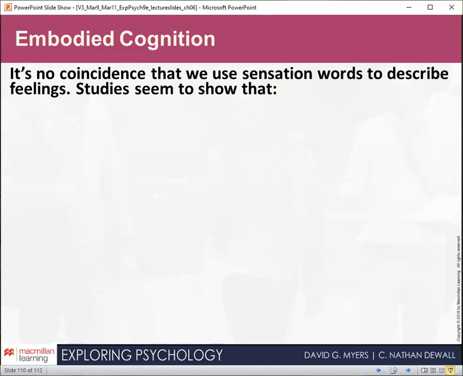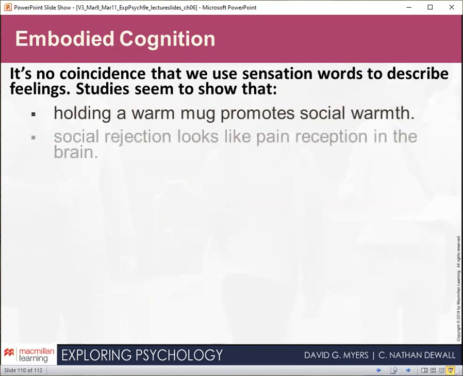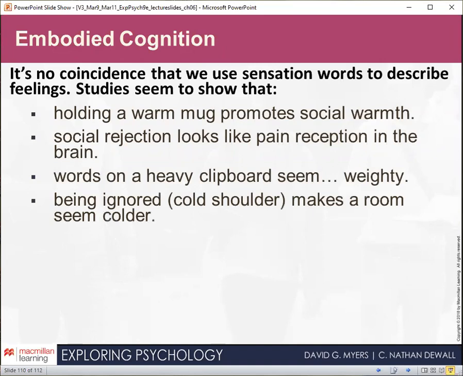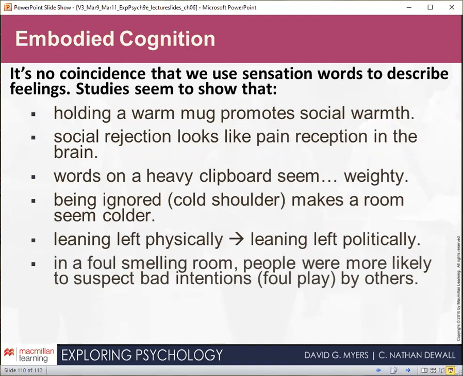It's no coincidence that we use sensation words to describe feelings. Studies seem to show that holding a warm mug promotes social warmth. Social rejection looks like pain reception in the brain. Words on a heavy clipboard seem weighty. Being ignored, given the cold shoulder, makes a room seem colder. Leaning left physically, leaning left politically. In a foul-smelling room, people were more likely to suspect bad intentions or foul play by others.